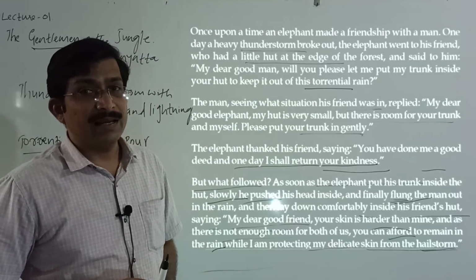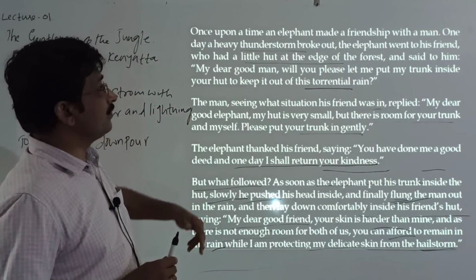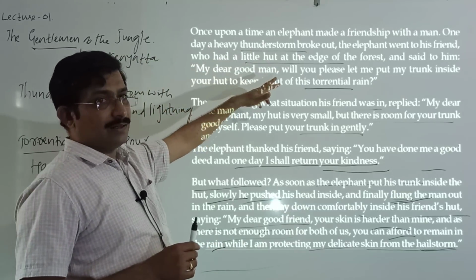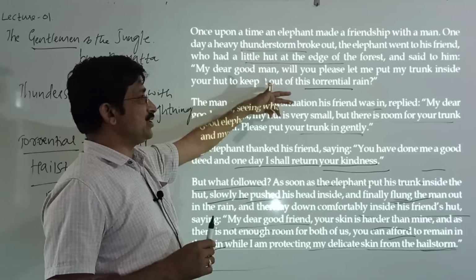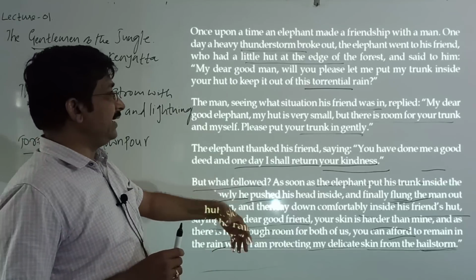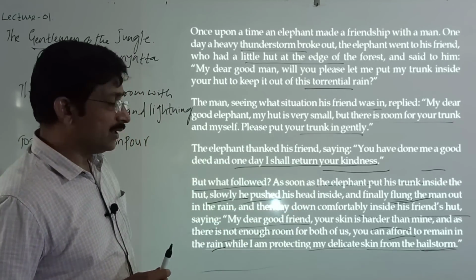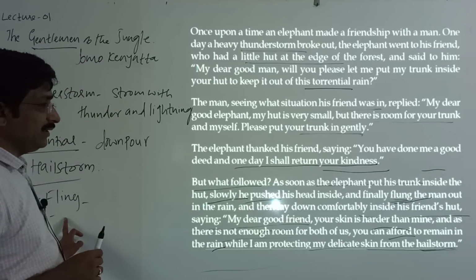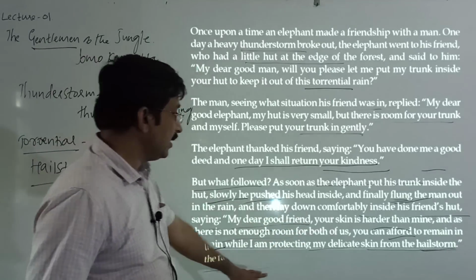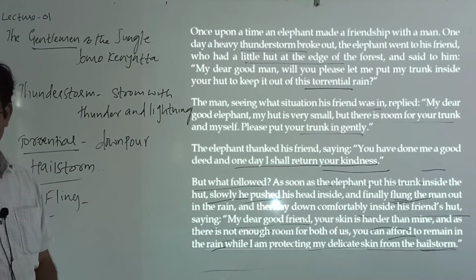Pellets of ice pieces. See here, new words: thunderstorm; at the edge, by the end of the forest, or by the side of the forest. Torrential rain means downpouring rain. And then next, flung is the past form of fling, to throw. Next, hailstorm, the pellets of ice pieces.